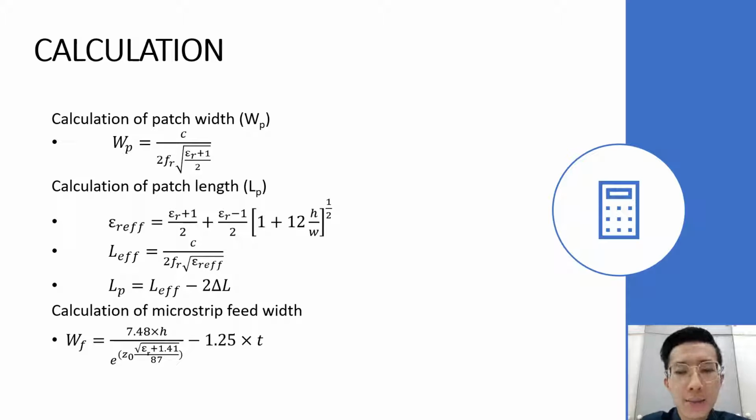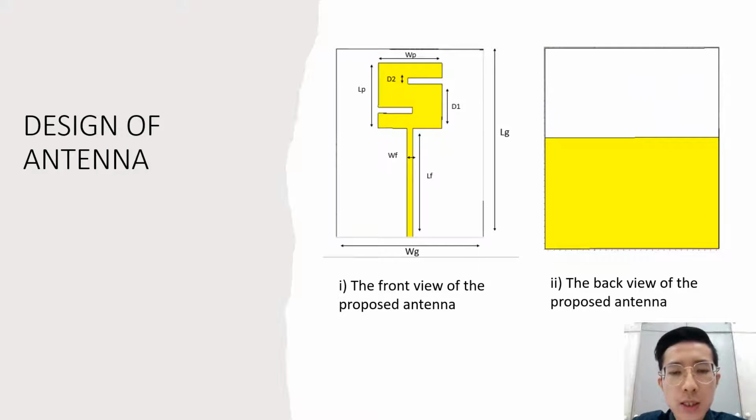Before designing the antenna, there are some calculations that need to be done in order to get the important parameters. This is the formula for the width of the patch. After that, we also need to calculate the length of the patch. The microstrip feed width also needs to be calculated by this formula. This leads us to the next section, design of antenna.